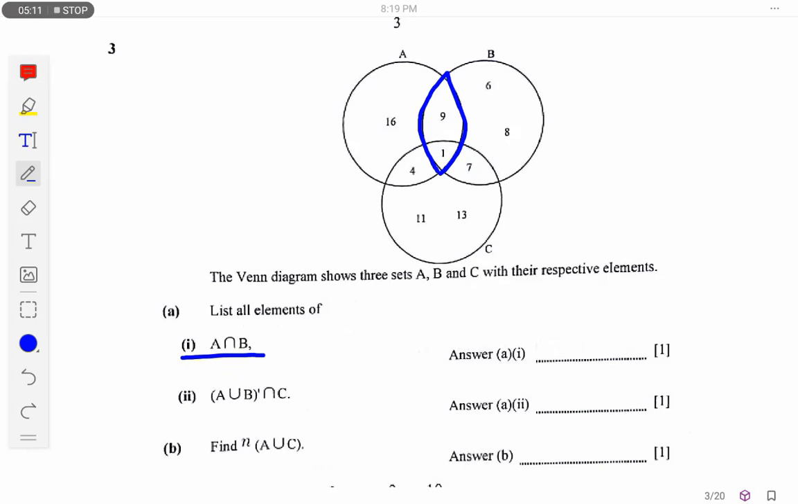To write our value in set form, because we are writing elements, we have got 1 and 9. Okay, we are done. Let's move on to the next one.